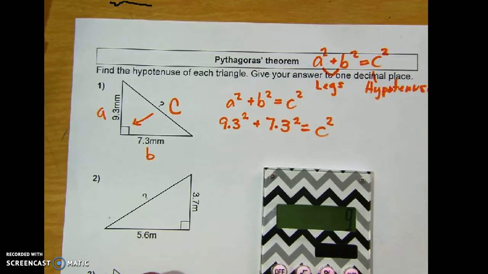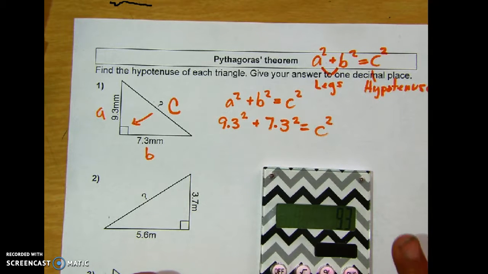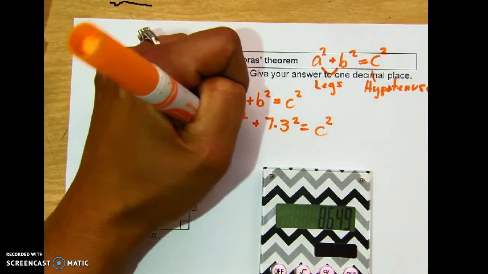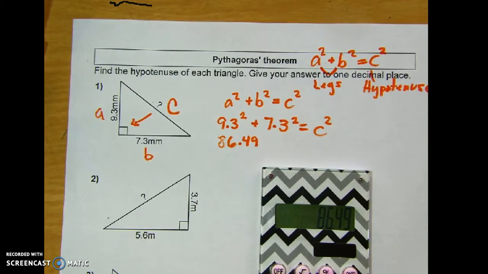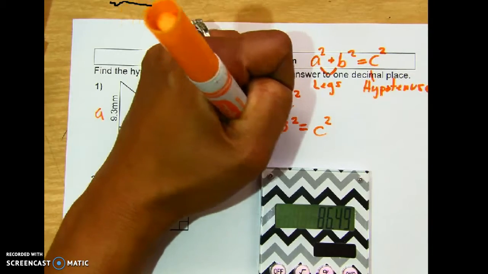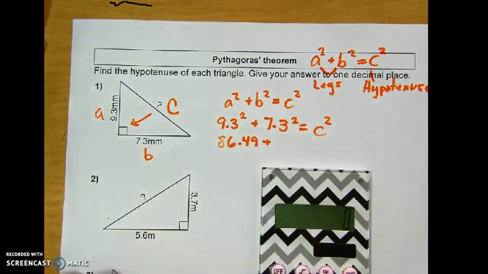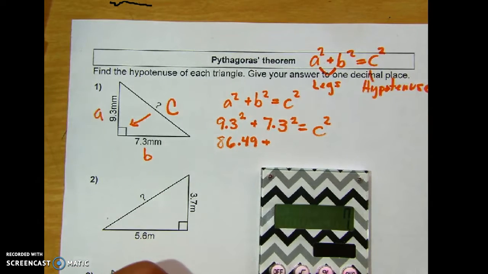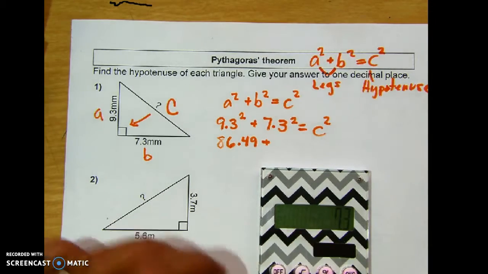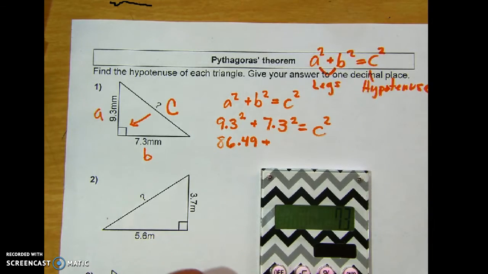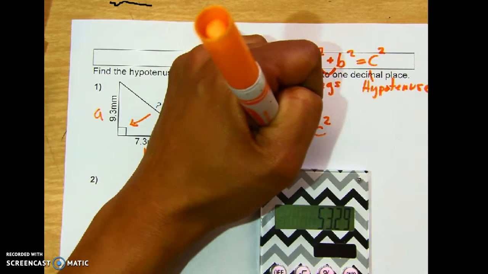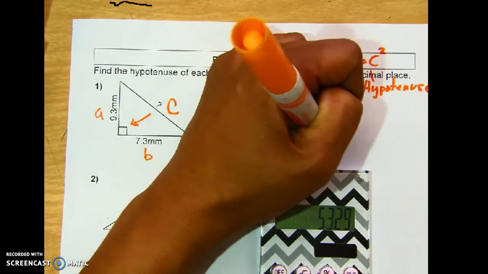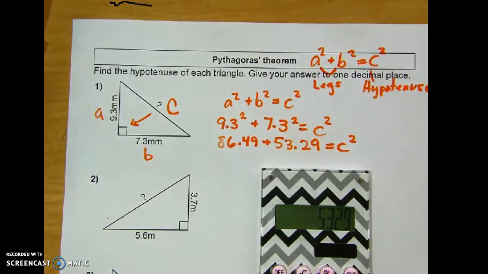So 9.3 times 9.3, and that's going to be equal to 86.49. And I'm not rounding, I'm just writing it as is. And that's going to be added to, clear your calculator, 7.3 times 7.3, and that's going to be equal to 53.29, and I'm still looking for c squared.